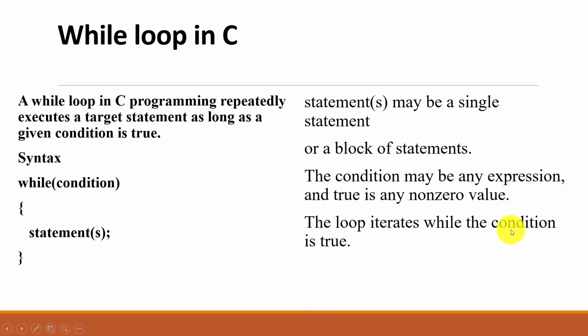So the loop iterates while the condition is true. This block is going to execute only if this condition or this expression is true. If it is false, then it will never enter inside this loop. It will directly terminate this block.